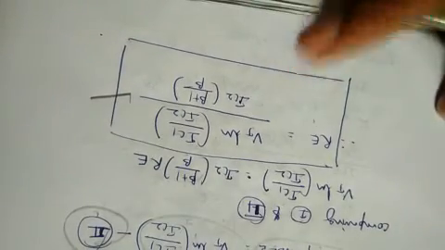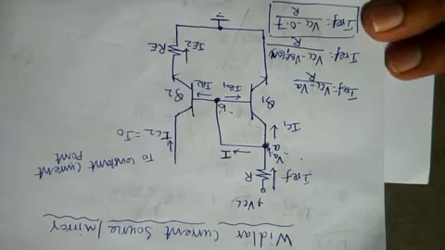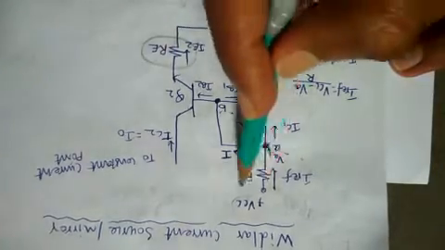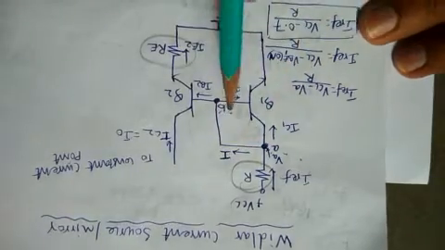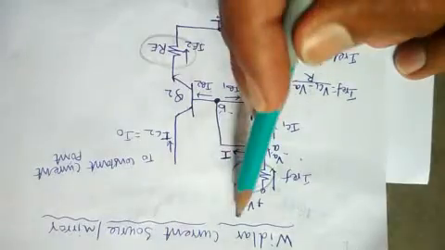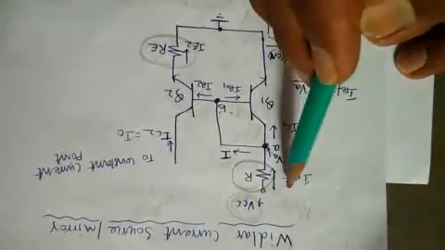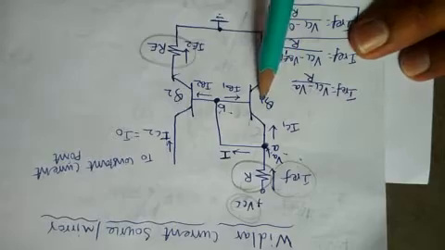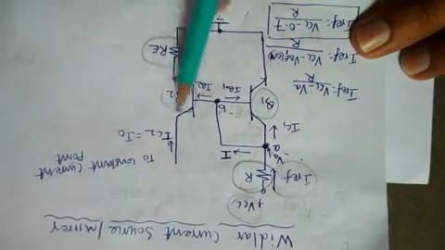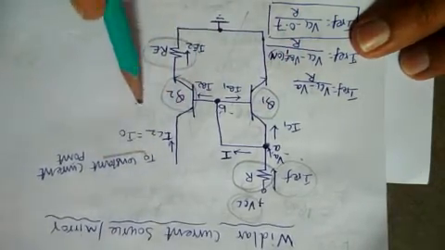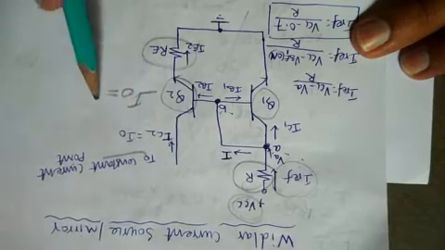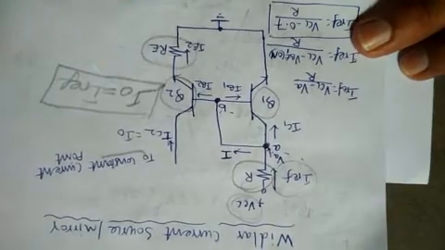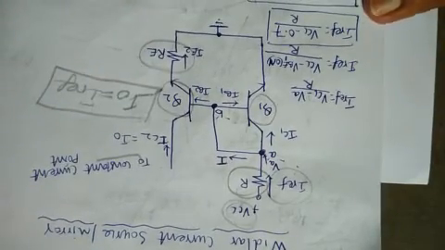After finding Re and R, they are placed here. After placing these two values and properly choosing VCC, we can fix I reference, and that will be processed by Q1 and Q2 and delivered as an output, and finally I out is equal to I reference. Thank you.